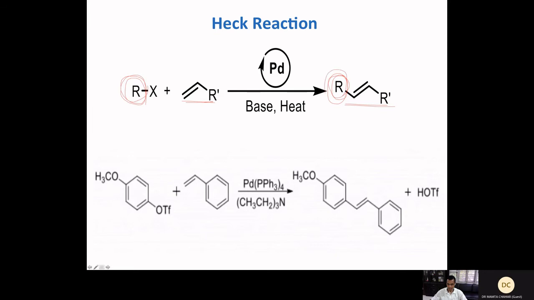So this highlighted R group over here usually is an aryl group. You can take this X as chloro, bromo, iodo, triflate, nonaflate, mesylate. Many different leaving groups can play the role, because ligand palladium 0 is very effective. Suitable ligand palladium 0 is very effective in oxidative addition into many different RX.